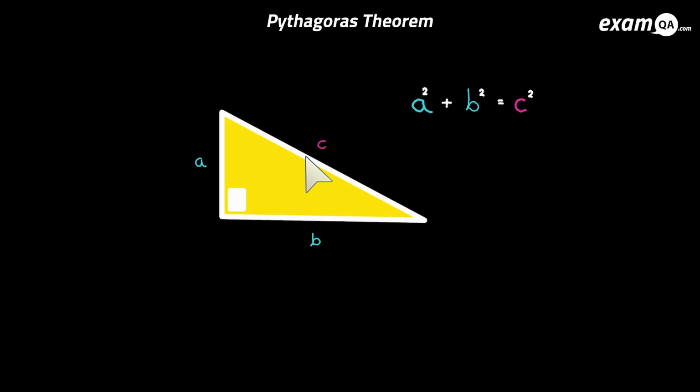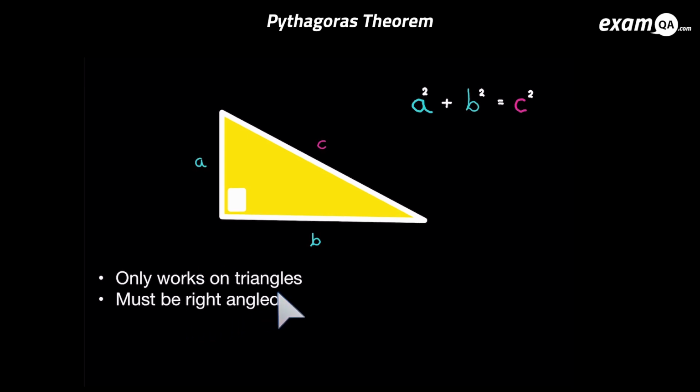So let's have a look at those points again. It only works on triangles, and it must be a right-angled triangle, so you're always looking for that right angle. When you see a squared angle like this, it means it's a right angle, a 90 degrees angle. We use a square as a shorthand to say 90 degrees.